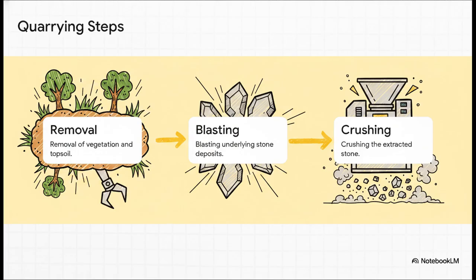The standard outlines that this extraction necessitates tearing up the earth in 3 highly disruptive steps. Step 1, you have to completely remove the vegetation and topsoil. The ecosystem is just stripped right back. Step 2, blasting the underlying stone deposits. This is brute force explosive extraction. And step 3, crushing that stone into usable material. It's an incredibly intensive, violent process right out of the gate.